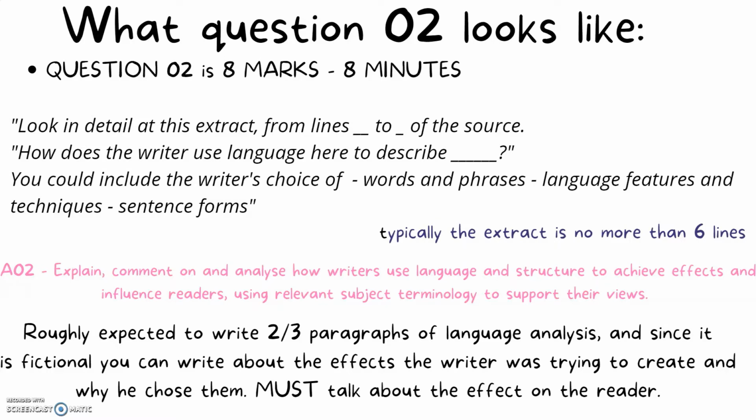Now typically, the extract is no longer than 6 lines. So you have to analyse a short paragraph, looking at how the writer uses language to describe that character or theme. This is all about AO2, which is explaining, commenting on and analysing how writers use language and structure.